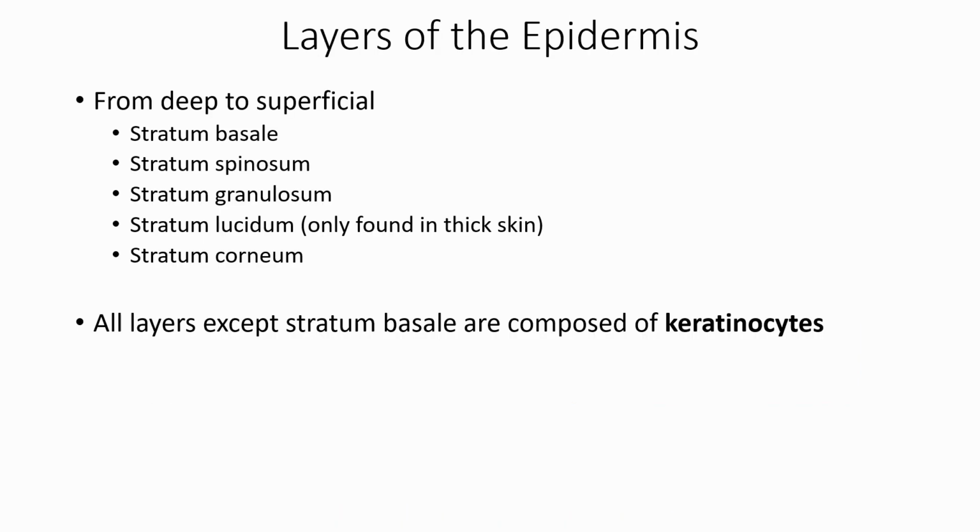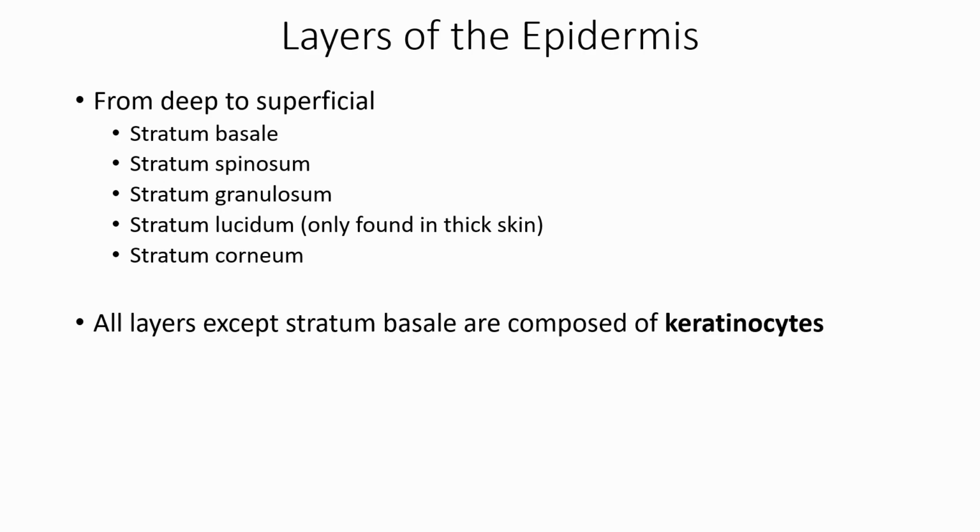But we're going to talk about all 5 layers, right? And we're going to go from, in this case, deep to superficial. That's how our list is going on this slide. So deep, we're talking about the deepest layer in the epidermis. That would be the layer that is basically touching the dermis. And then superficial means the closest to the surface, right? So the stratum basale is going to be the deepest.